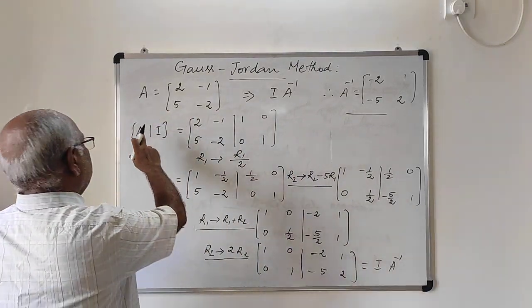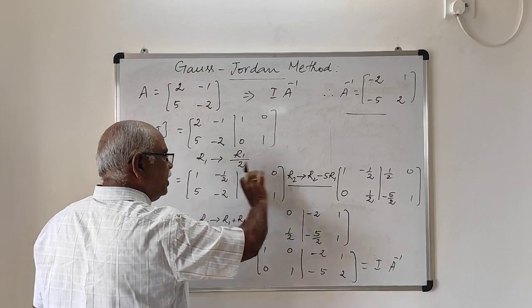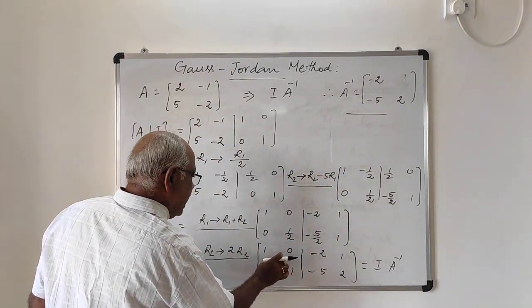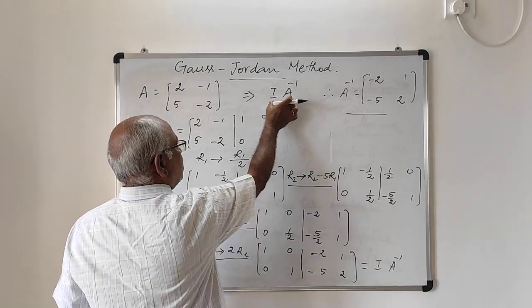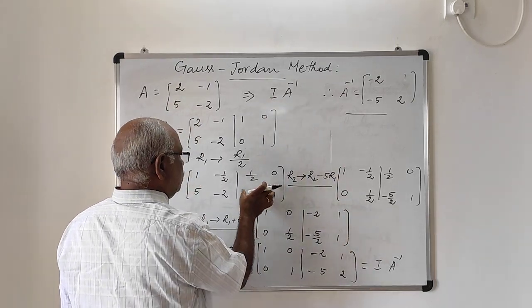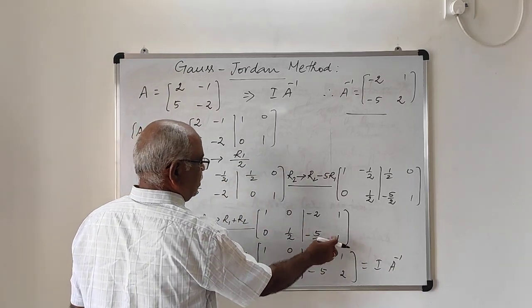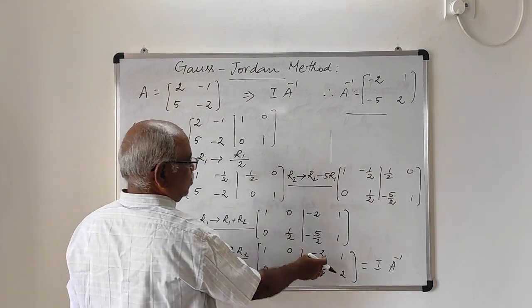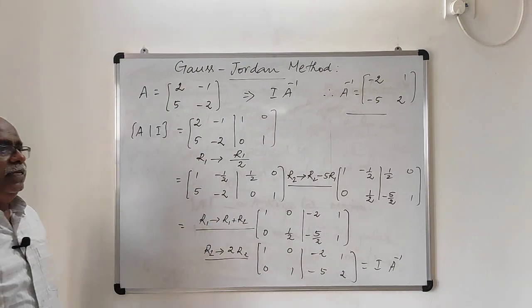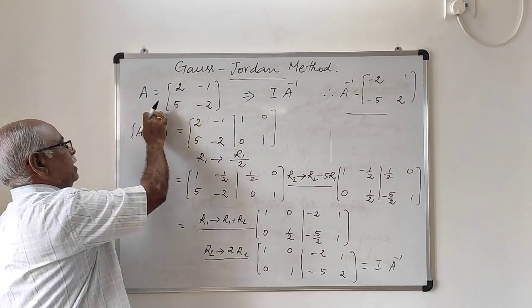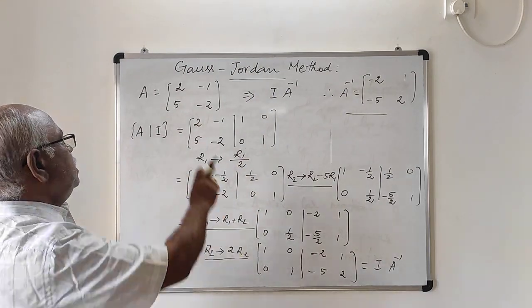So augmenting the matrix A with the corresponding identity matrix I2, applying elementary row operations, you will get I into A inverse. We convert A into its corresponding identity, and the other matrix becomes A inverse. Therefore, A inverse is minus 2, 1, minus 5, 2. This is the method of finding the inverse of the given matrix. This method is called the Gauss-Jordan method. It is a 2 by 2 matrix.